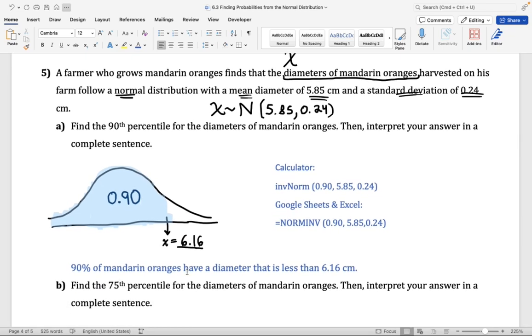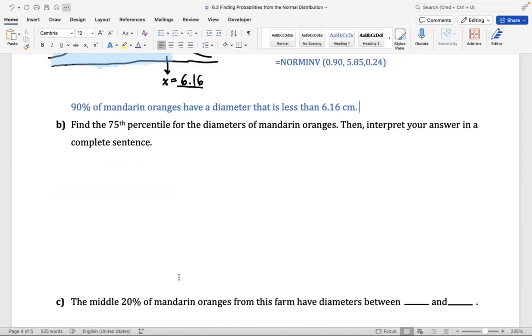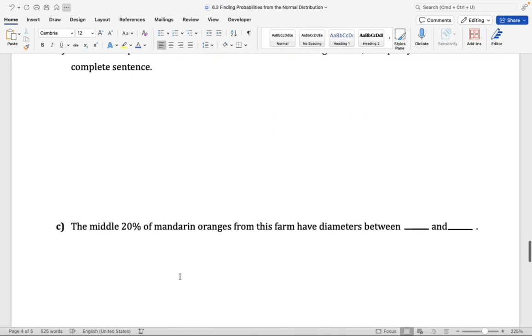Now, after doing part A together, I am confident that you can do B on your own. Below this video, I'm going to be including a question where you need to provide the X value that corresponds to the 75th percentile. Then I'm going to have a multiple choice question where you're going to be asked to interpret your answer.